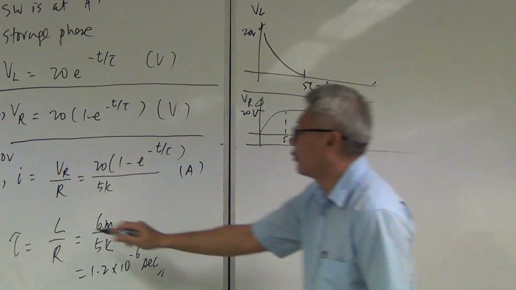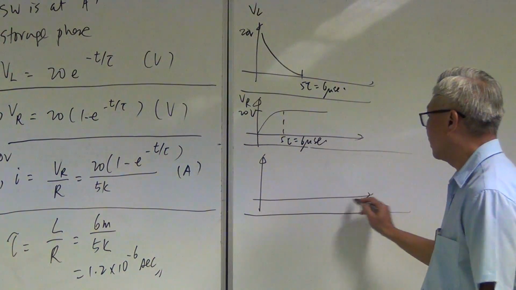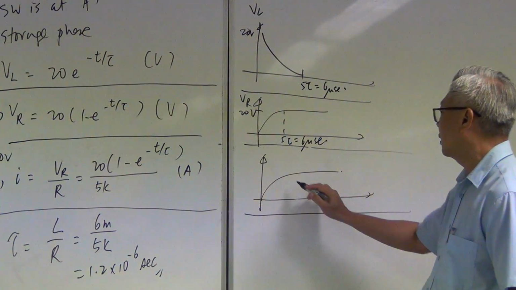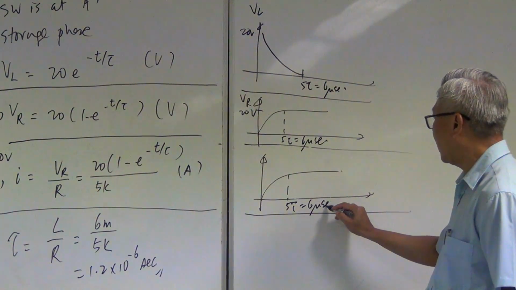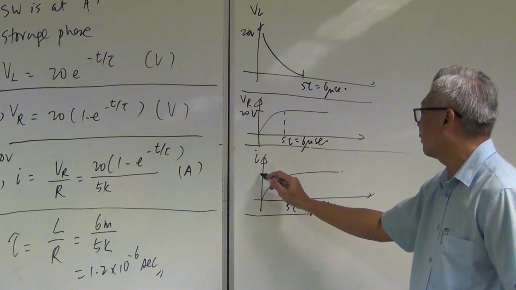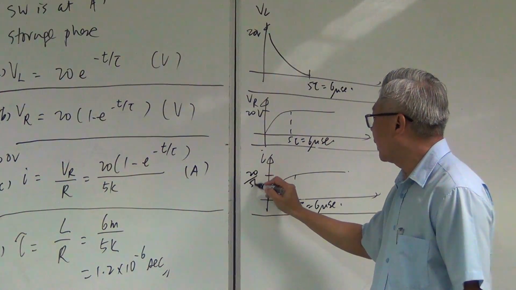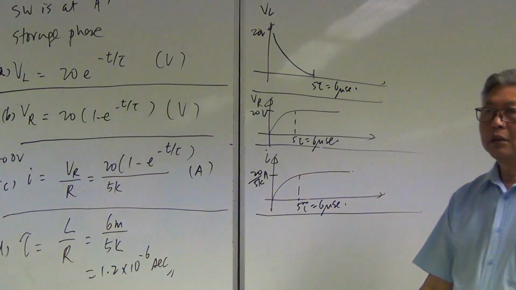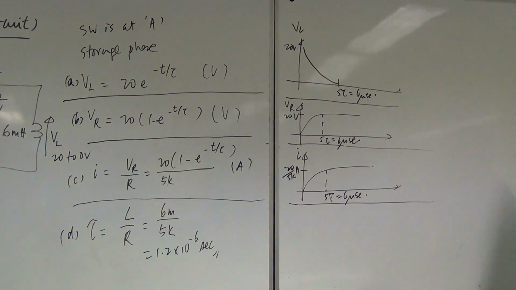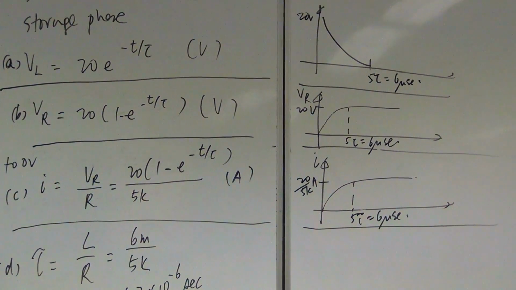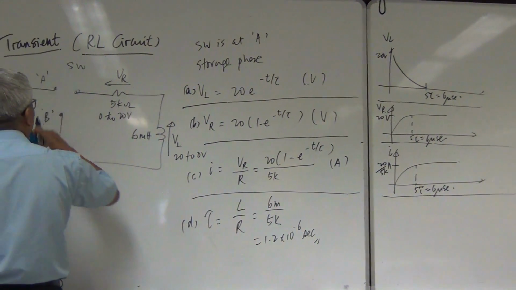Okay, and the current waveform is also an increasing function, right? It's also 5 time constant, which is 6 microsecond. But what is the value of the current? The current is 20 over 5K ampere. Okay, so able to draw the graph? Shouldn't be too difficult, right? Okay, so with that now, we move on to say that the switch now is being thrown to position B.